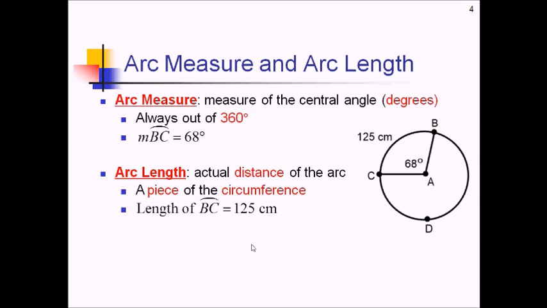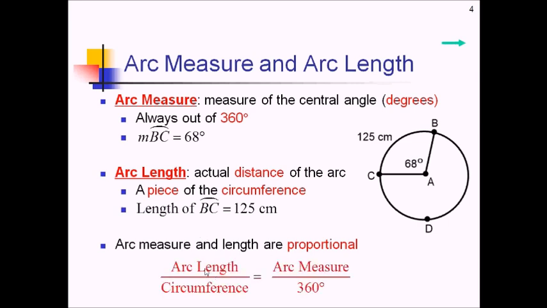Now, even though arc measure and arc length are not technically the same thing, they are very strongly related. The bigger your arc measure is, the longer your arc length is going to be. In fact, arc measure and length are proportional. We can set up a proportion part over whole equals part over whole. We can say that the arc length, the piece of the circumference, over the whole circumference equals the arc measure, the piece of 360, over the whole 360 degrees in the circle.